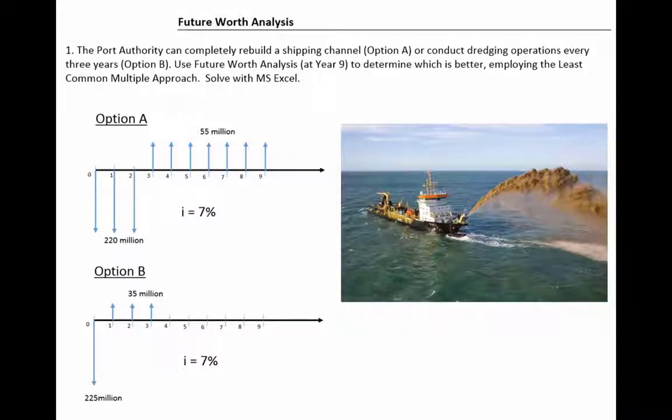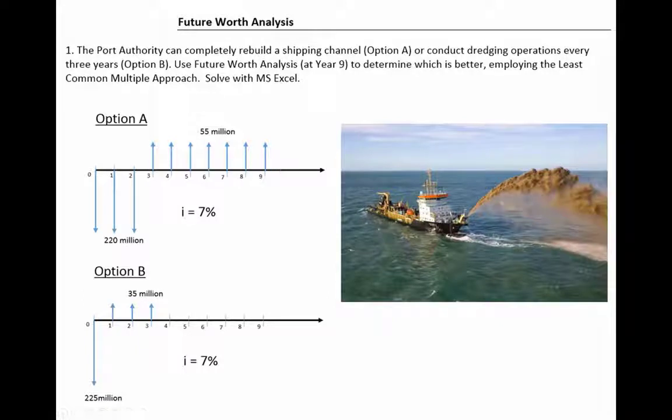And they sometimes have to do that to get ships into port. Option A assumes that we're going to do a complete rebuild of a shipping channel that's going to take 3 payments of $220 million, including a lump sum payment here at the present. So there's some sort of a mobilization cost or initiating the project of $220 million. And so 3 of those, and then after it's completed, there will be revenue over time that's generated.